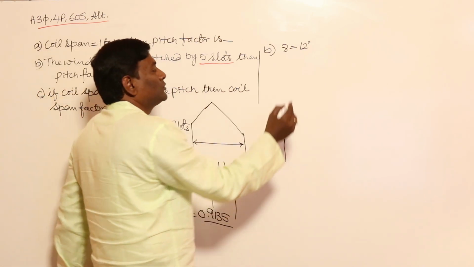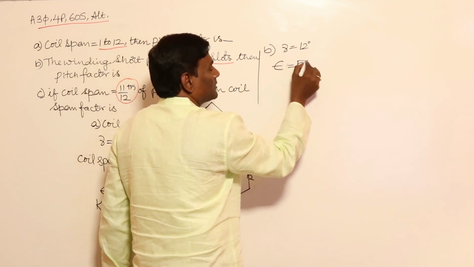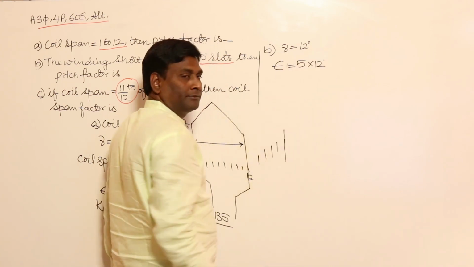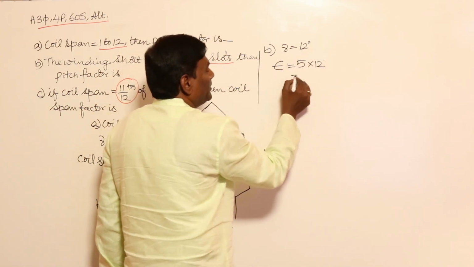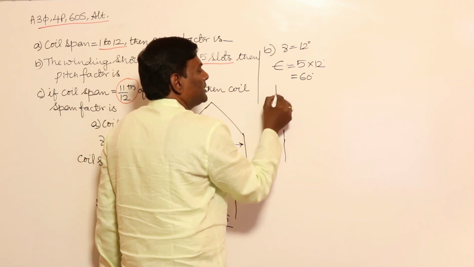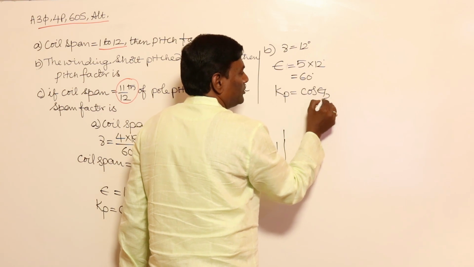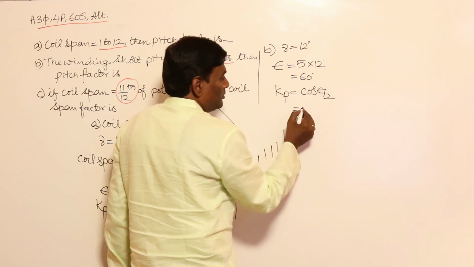Okay, so A to A dash full pitch, with respect to this it is short pitched by 5 slots. So what is short pitching angle directly? Short pitched by 5 slots into 12 degrees is going to be 60 degrees. So what is pitch factor now? Is going to be same, cos epsilon by 2 is going to be cos 30 is going to be 0.866.